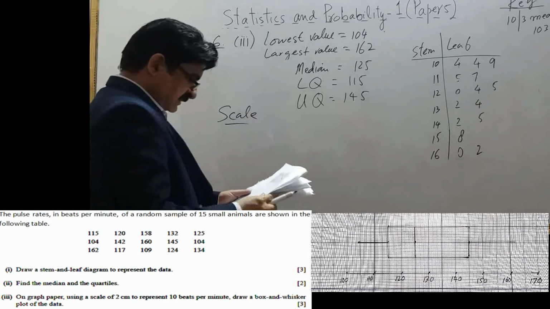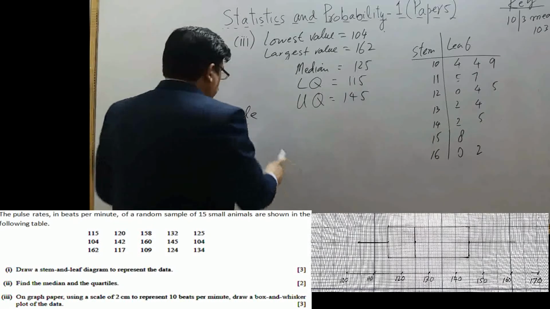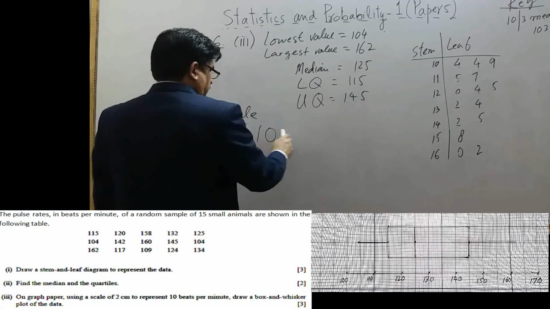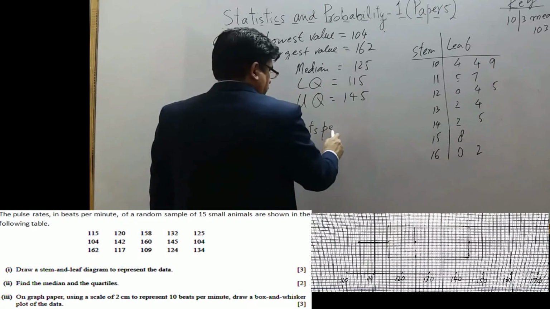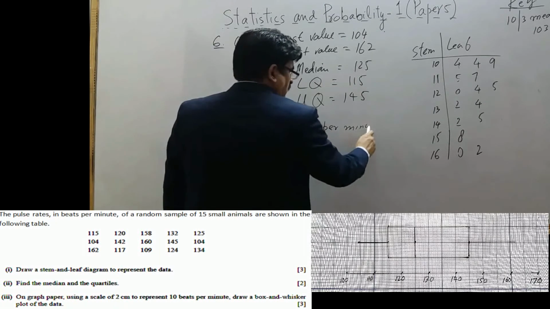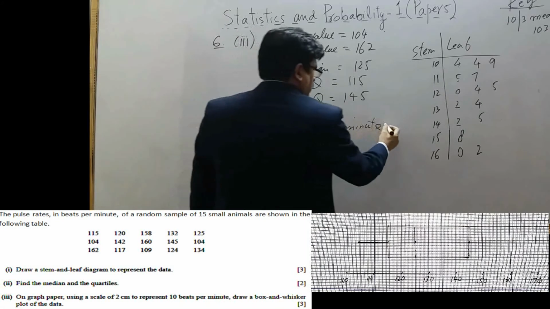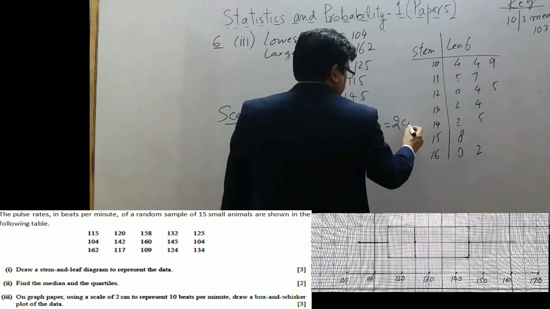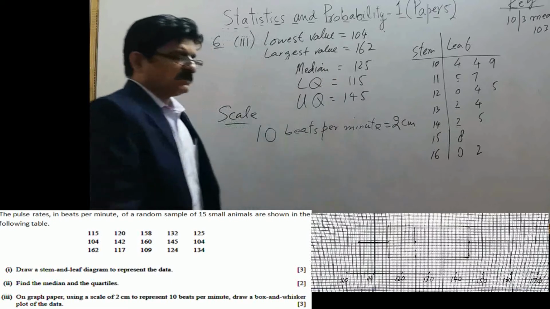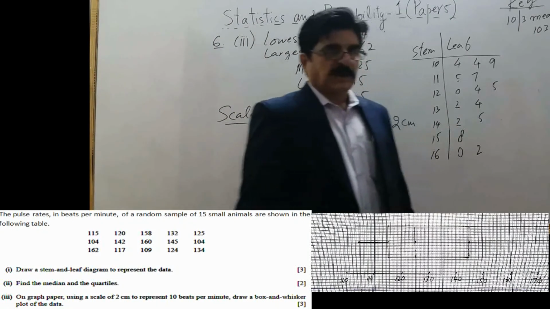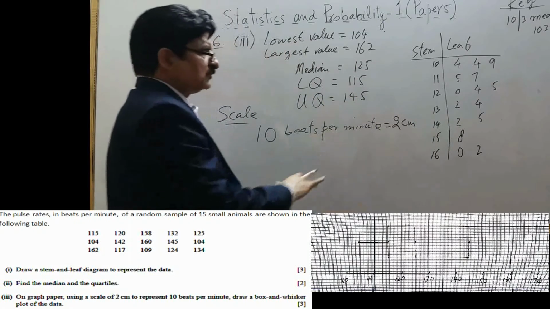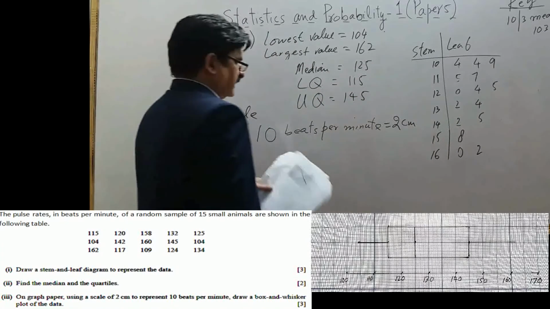Scale, we are given that 10 beats per minute is equal to 2 centimeter, and you are provided a grid in the question paper. You will be provided the grid in the question paper. You have to draw the graph on that.